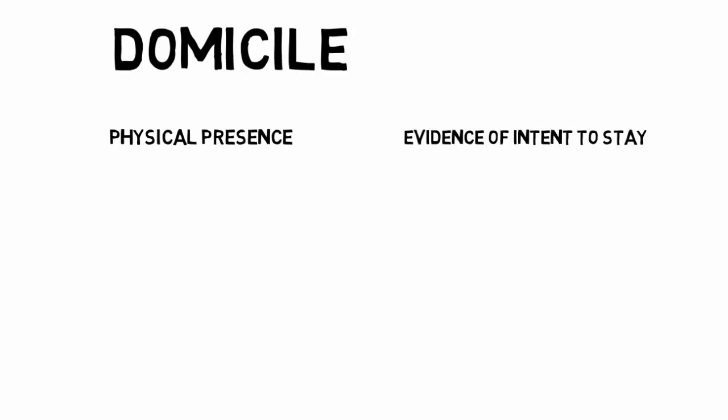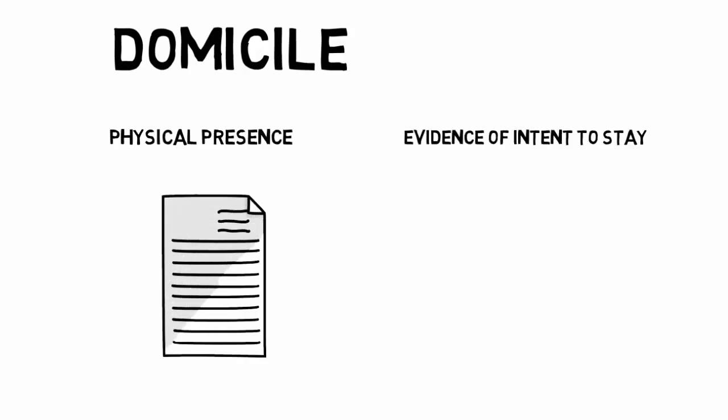Domicile is a legal term describing the one place where a person has chosen to make their true, fixed, and permanent home. Domicile includes physical presence and evidence of intent to stay. To prove physical presence, you'll need to provide a residential lease if you rent or a property deed if you own for the entire 12-month period.